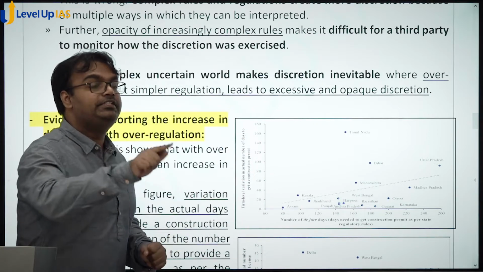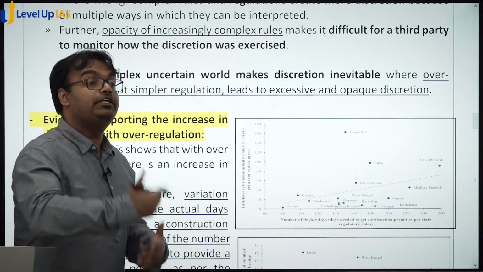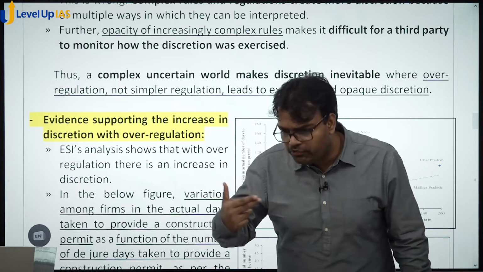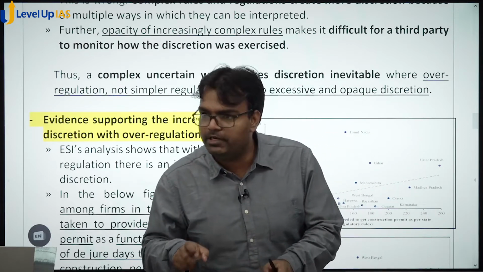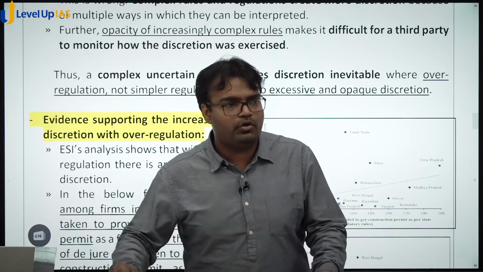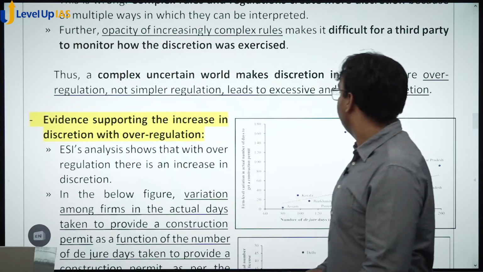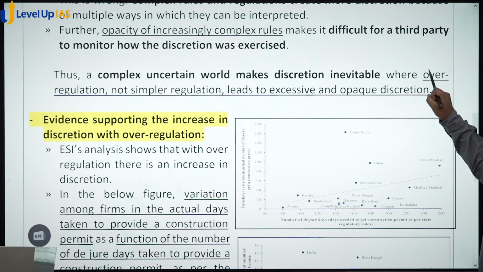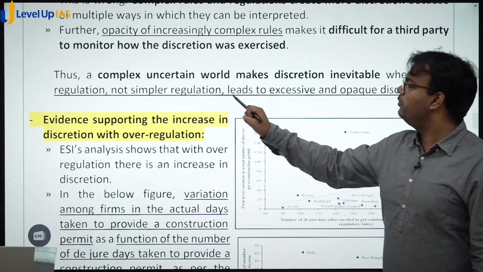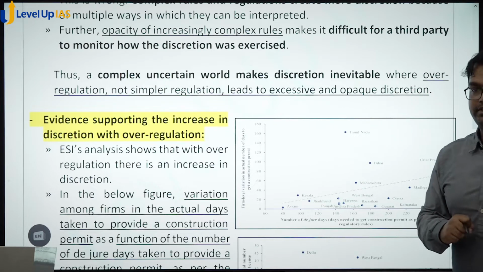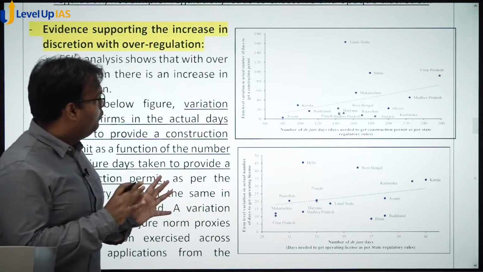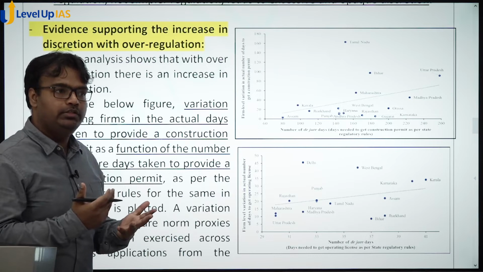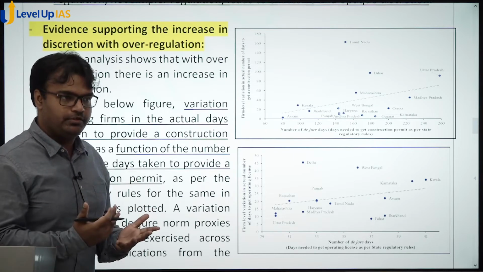But that discretion becomes opaque if there is over-regulation. If over-regulation is there, what happens in that scenario? A third party cannot evaluate whether something that I'm doing at my discretion was as per the norms or not, because the system is very complex. That's what they are trying to show here. A complex, uncertain world makes discretion inevitable, where over-regulation, not simpler regulation, leads to excessive and opaque discretion. So now we'll show how, in India, over-regulation is leading to more discretion.